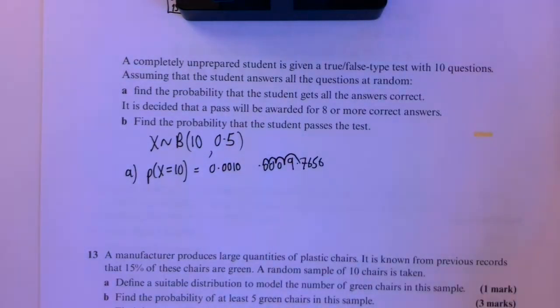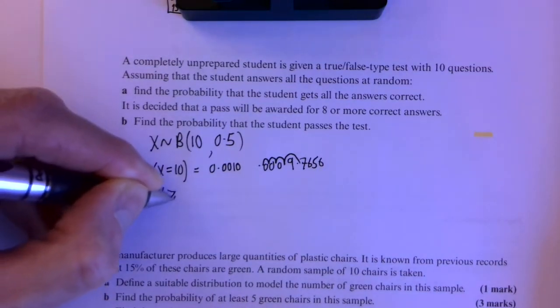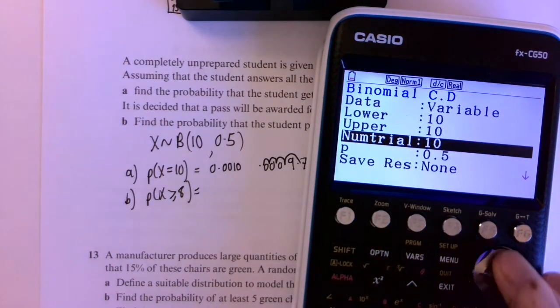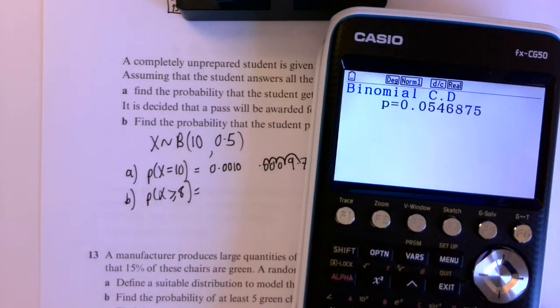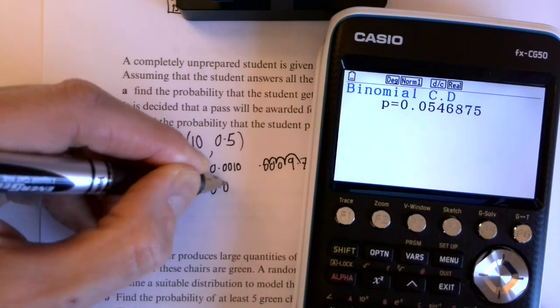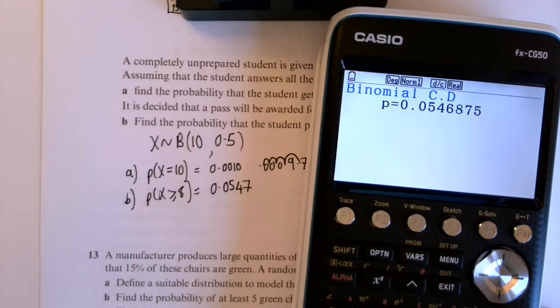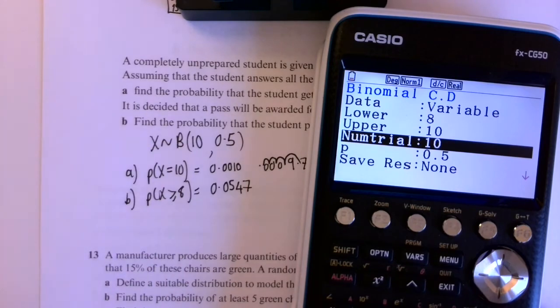A pass will be awarded for 8 or more correct answers. So we're looking there for a lower of 8 and an upper of 10. And that was 0.0547. A lower of 8 and an upper of 10. So I did both of those on the calculator.